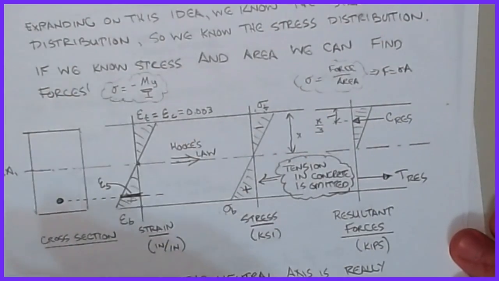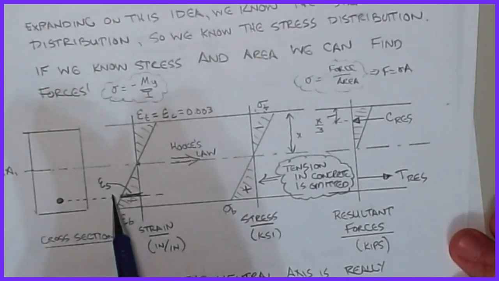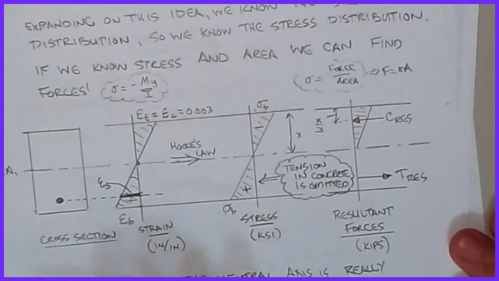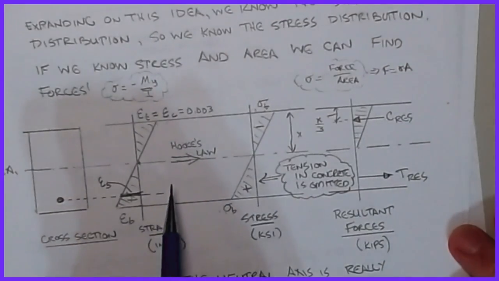It's the centroid of the triangle. And then the T res we know is occurring at a distance of d down from the top, and we'll show how we locate that here as we go forward. So that's kind of our approach, and this is the approach for all of concrete analysis.